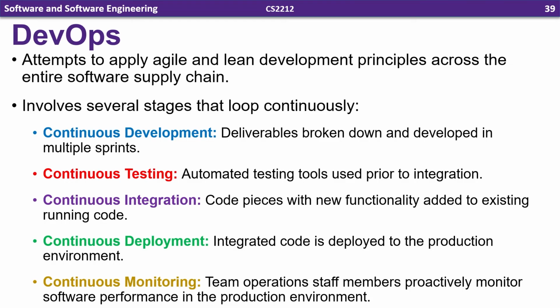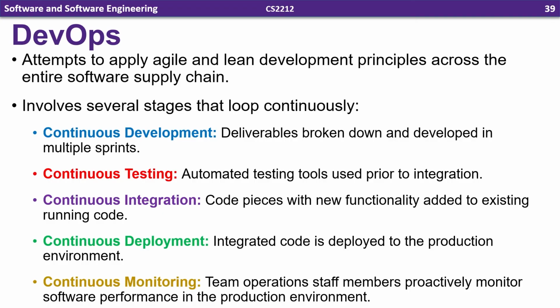Continuous deployment, where integrated code is deployed to the production environment. So this is after you've added it to the existing code, you're actually putting it out in your environment. For example, if this was OWL, it would be adding a new feature or functionality to OWL, making sure that it integrated correctly, and then launching it on the servers, making it live for everyone. And continuous monitoring, where the team's operations staff members proactively monitor software performance in the production environment to make sure everything's going correctly and to know any bugs or defects that they notice.